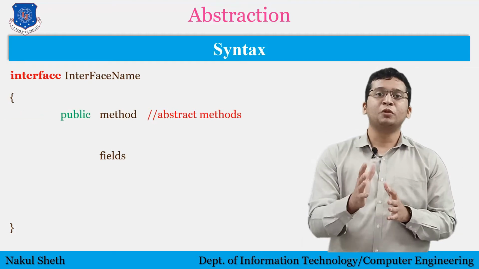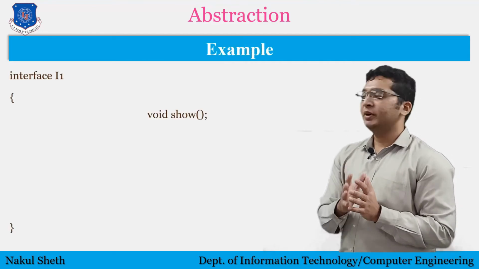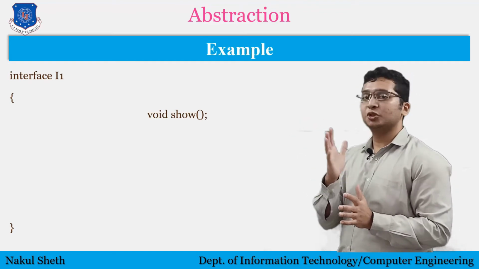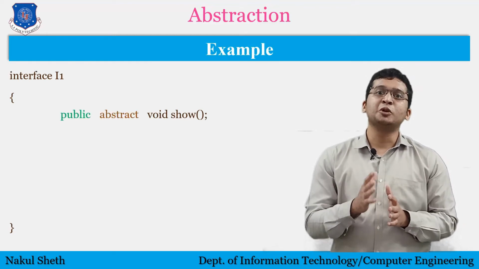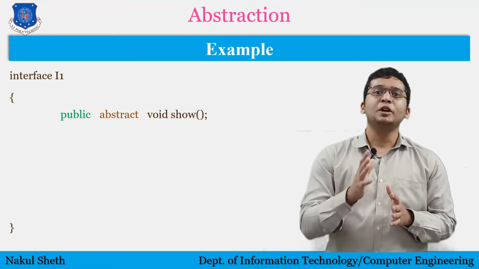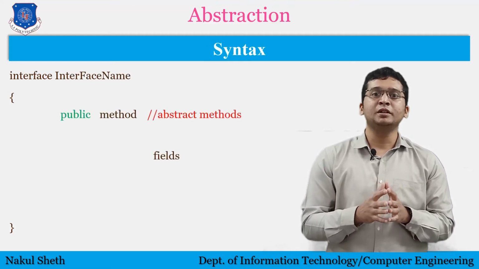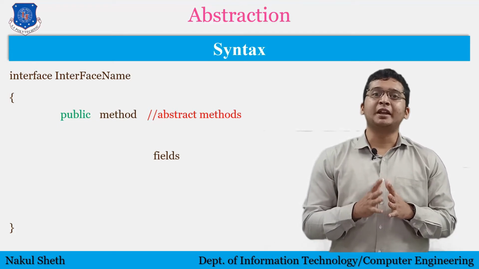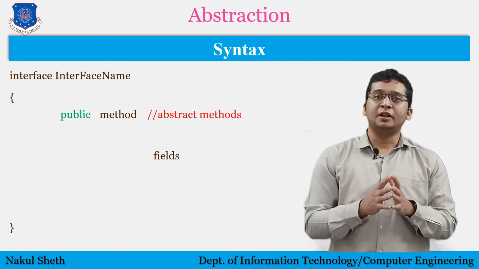public methods. For an example, I am going to create an interface here named as I1, and in that interface I am going to create a method that is void show. So this method will be considered as public abstract method by your Java compiler. So if you don't write this public and abstract before method signature, then your compiler will consider this method as public abstract method automatically. So remember, all methods in interface will be public abstract methods. So this is all about methods in interface.